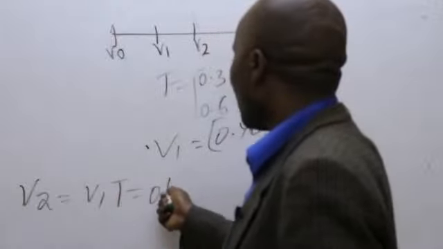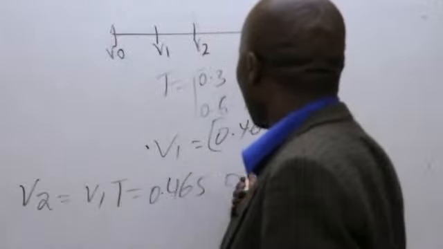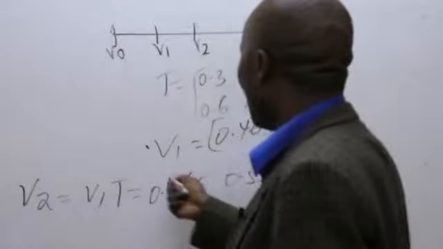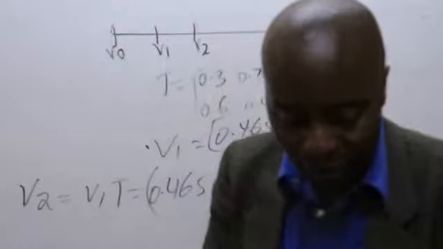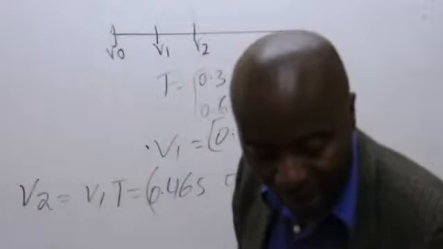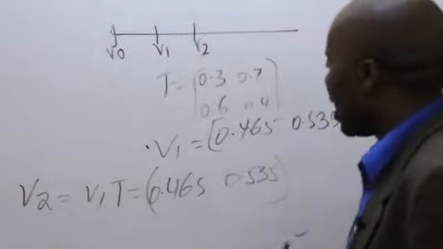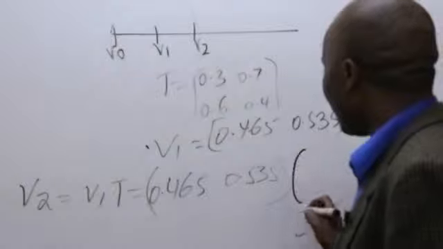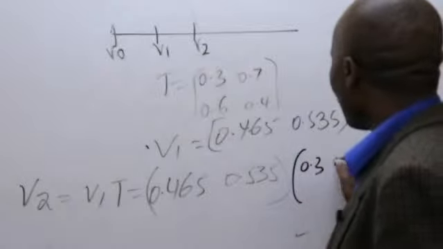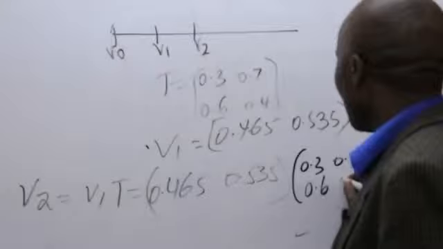Vector 1 is 0.465, 0.535, multiplied by our T matrix. How will this T matrix look? So we have our T matrix, ladies and gentlemen, which is 0.3, 0.7, 0.6, 0.4.